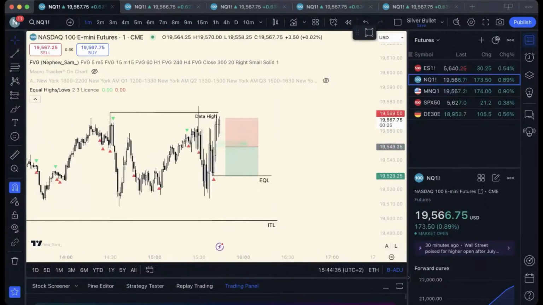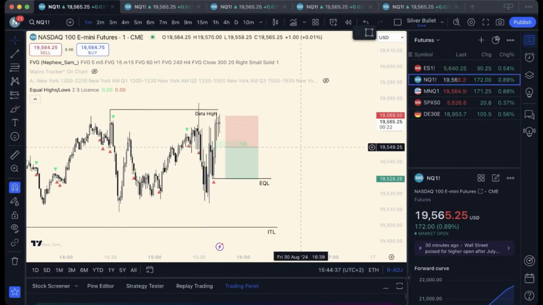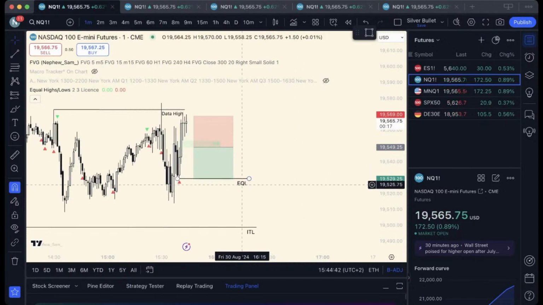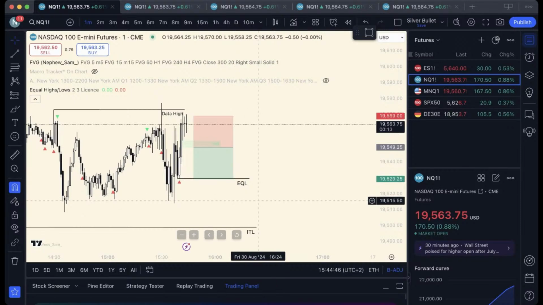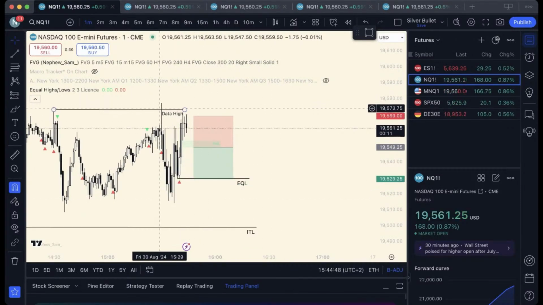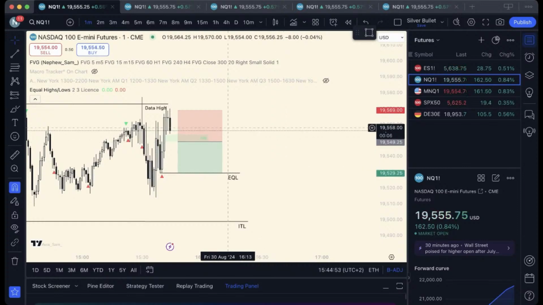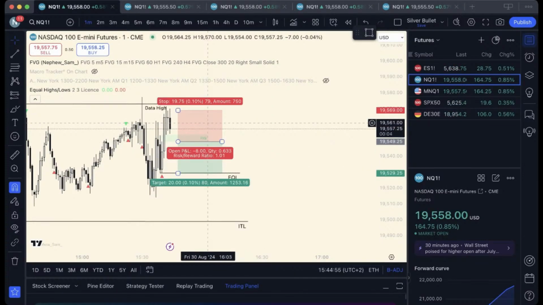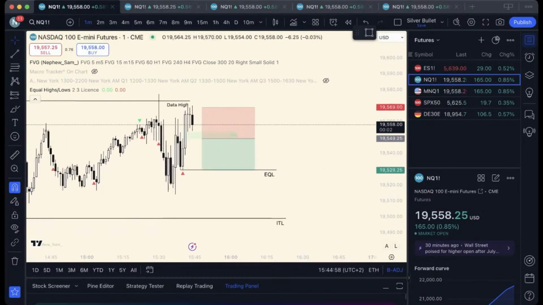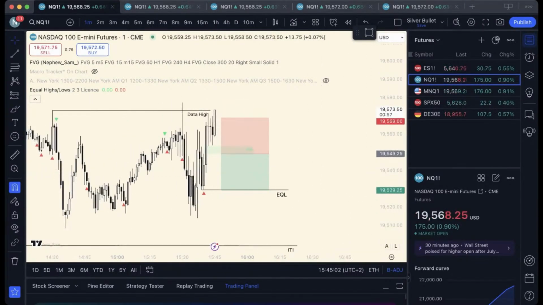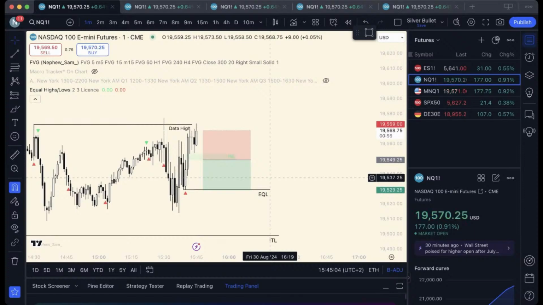I think if we get an inverse under 1 minute, it would be a nice short, because we have the equal lows as a target as well as internal lows. We swept the liquidity here, data highs, so a risk would be 20 points. I'm taking 5 micros if we get it. If not, if no entry, I'm also fine with that, and we're waiting for macro time.